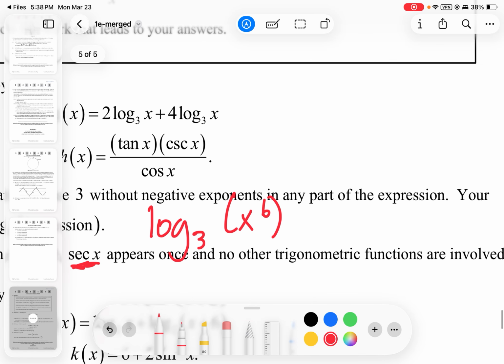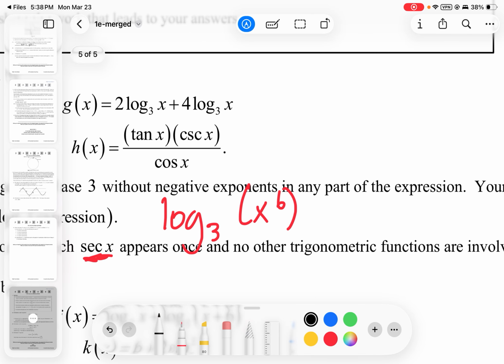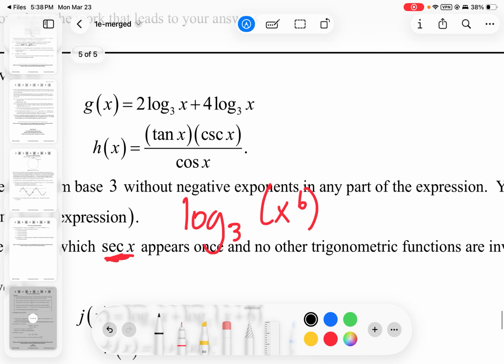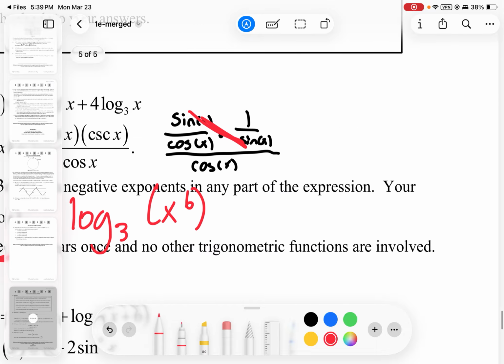So let's see what we can do here. I'm always trying to cancel things out. So I'm going to rewrite this numerator. I'm going to rewrite tangent as sine of x over cosine of x, and cosecant as 1 over sine of x. Obviously, cosine's still on the bottom. Now these sines cancel, and I end up getting 1 over cosine of x divided by cosine of x.